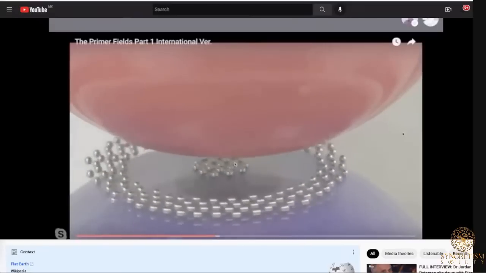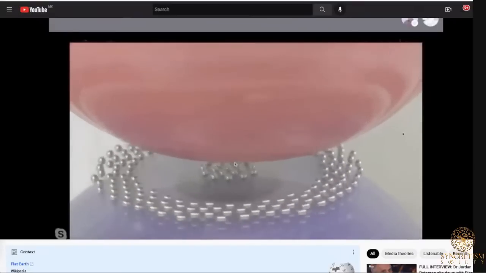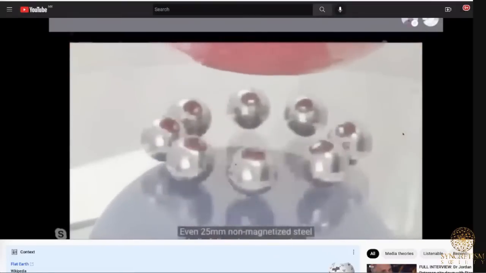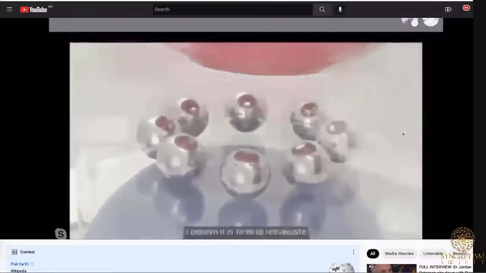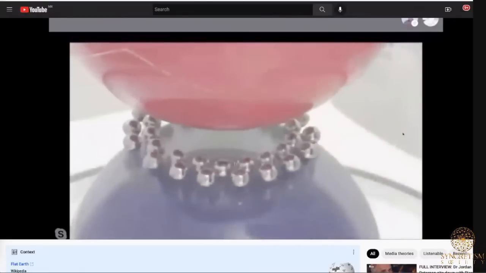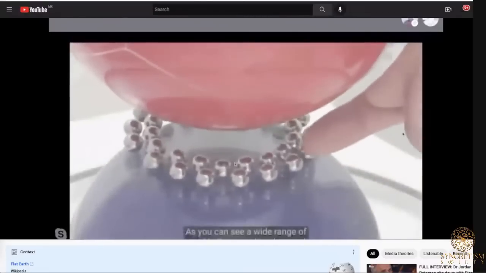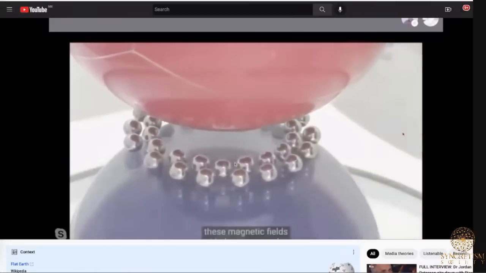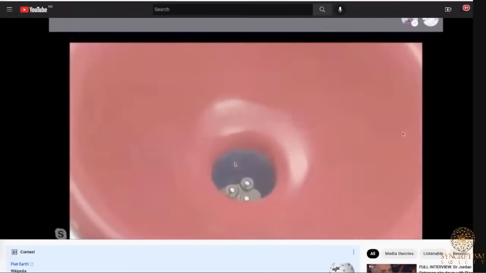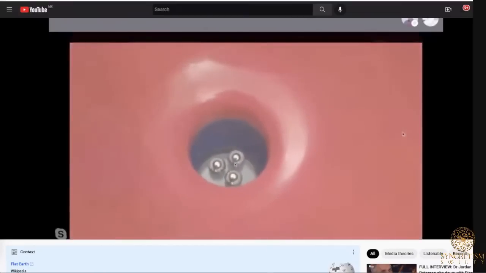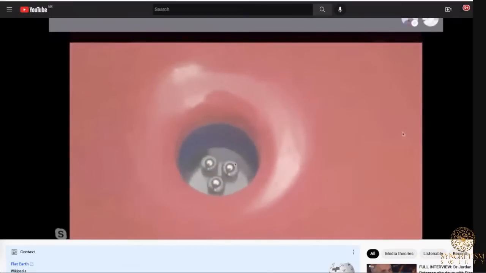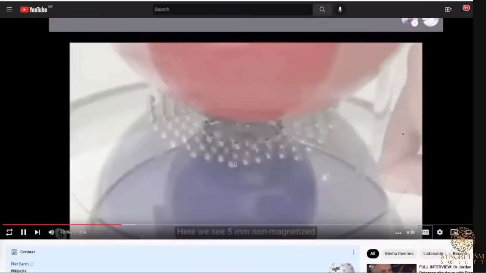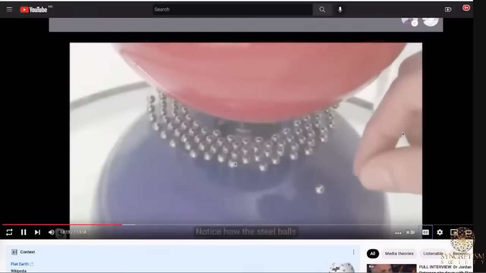Even 25mm non-magnetized steel balls follow these same rules. I believe it is time to reevaluate our theories of atomic structure and the forces that work therein. As you can see, a wide range of steel balls were placed around these magnetic fields with the same basic results. Notice how the steel balls all repel each other.